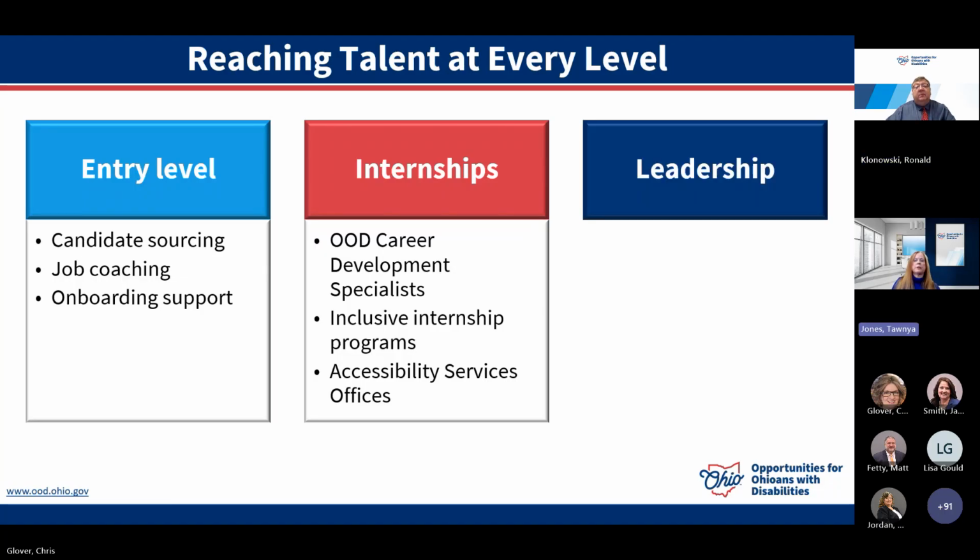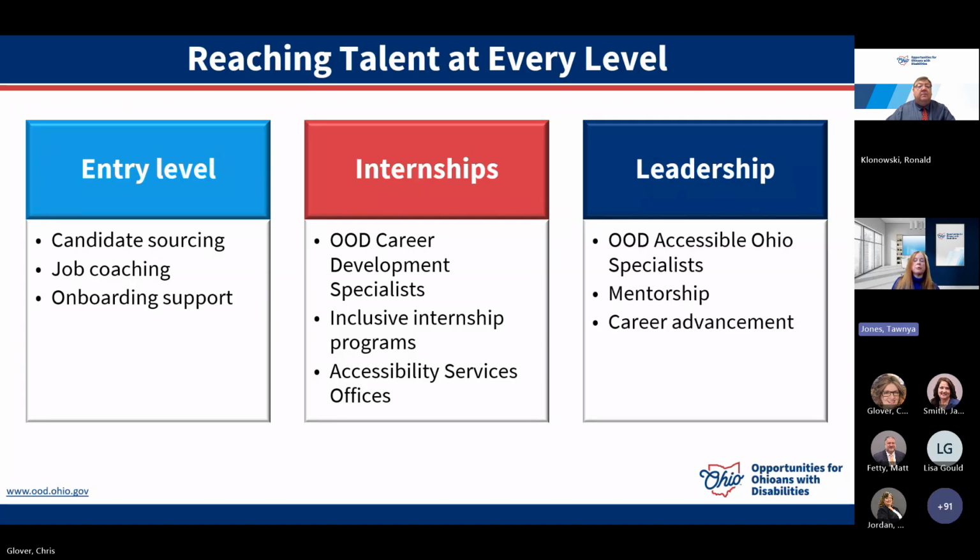Sure. So a few things to consider include: engage with OOD's Accessible Ohio specialists. They can provide resources to ensure your job descriptions, leadership development programs, mentorship structures, and advancement pathways are accessible. Offer mentorship and sponsorship. Pair emerging leaders with mentors who can support their growth and advocate for their advancement. Review promotion practices for equity. Make sure advancement criteria are transparent and inclusive, and that employees with disabilities have equal access to leadership opportunities.